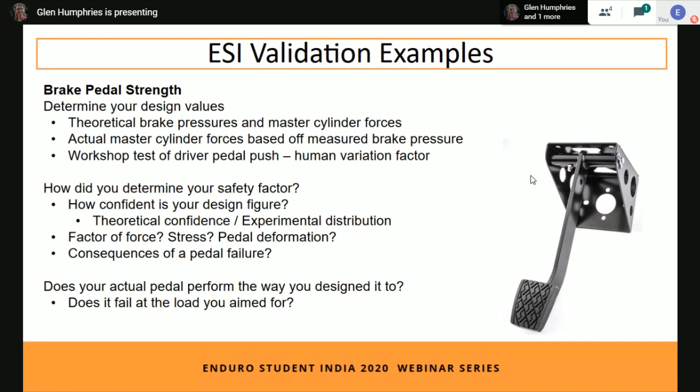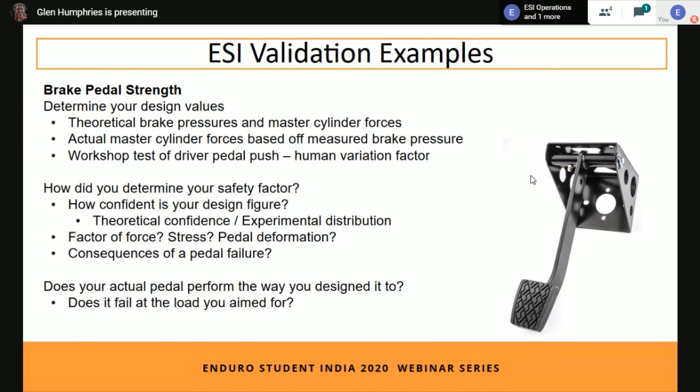Did they always put out the same force, or did they vary greatly? How confident are you that you can cover all the different forces that all the different drivers have put on it? And your factor of safety, are you multiplying the force by a safety factor, or the stress, or pedal deformation? Are you more worried about the pedal elastically bending out of the way and not doing what it should be doing?